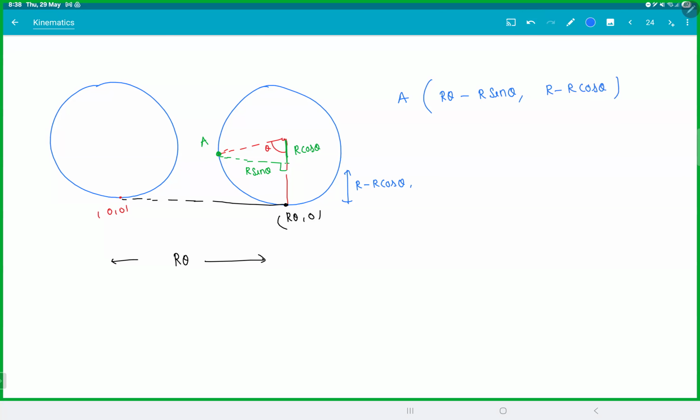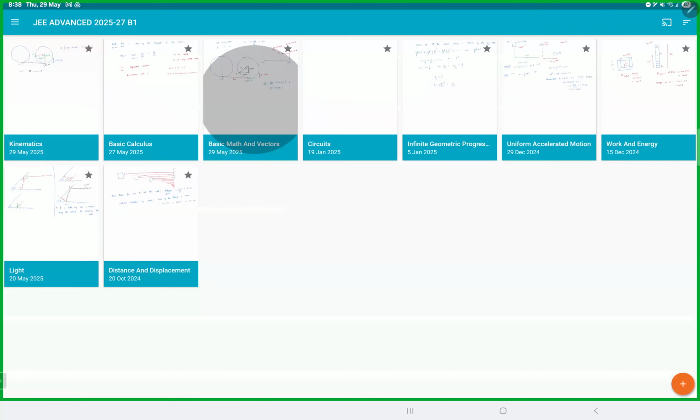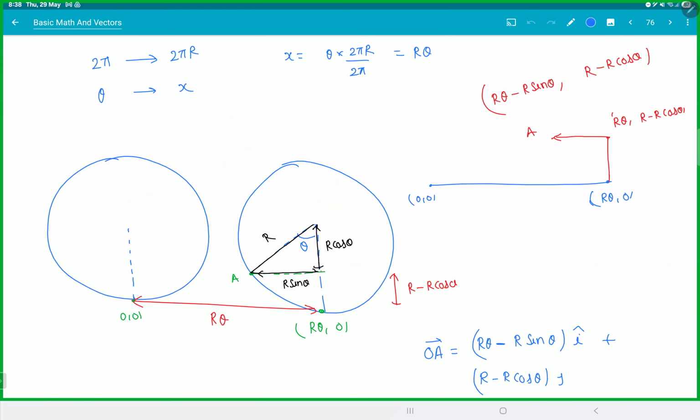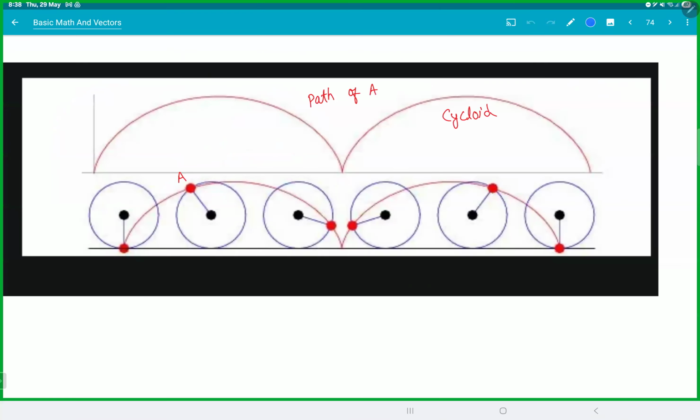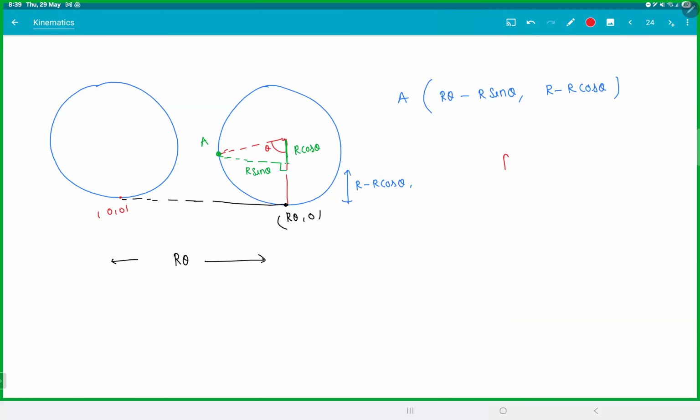Is that making sense, everyone? And we have done this in vectors. I'll refer it here: page 73, vectors. You should definitely refer this in case you forgot.